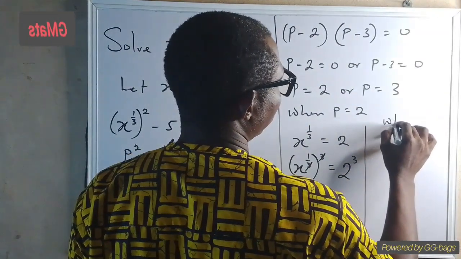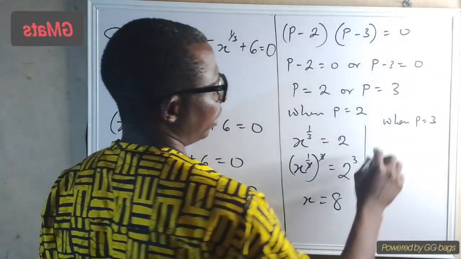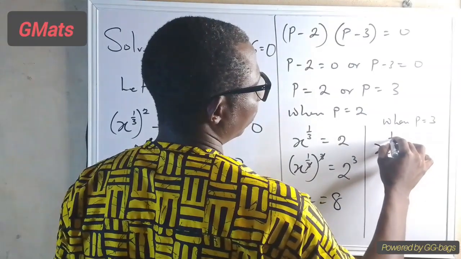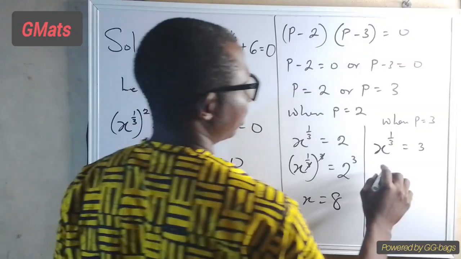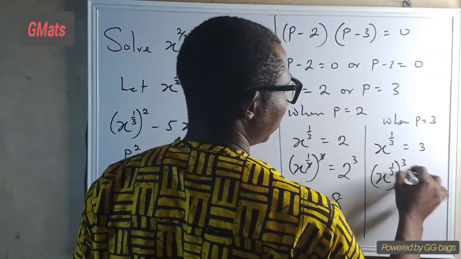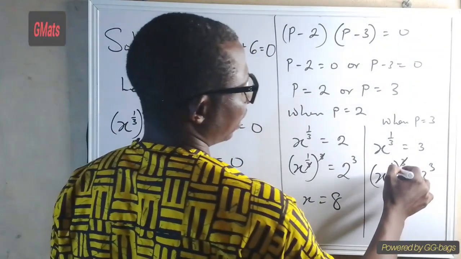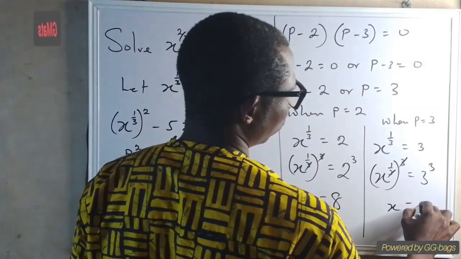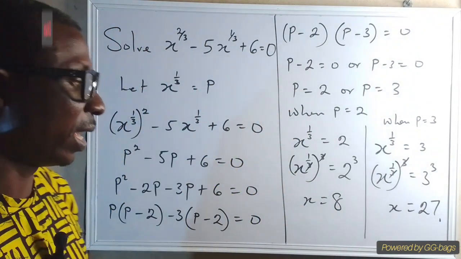Okay, so now let's look at the second one. When p equals 3, then we have x raised to the power of 1 over 3 equals 3. So you take cube of both sides, so you have x raised to the power of 1 over 3 raised to the power of 3 equals 3 raised to the power of 3. Okay, so now this cancels this, you have x equals 27. So these are the values of x.